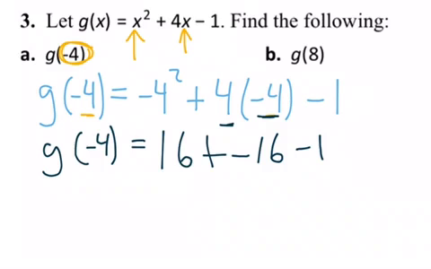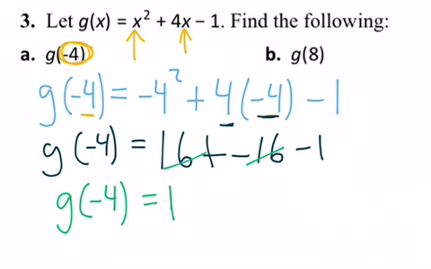So based off the order of operations, we will solve. So g of -4, 16 plus a -16, that is a 0, and drop down our -1. So g of -4 would be -1. But we also have b. So we need to solve g of 8 equals 8 squared plus 4x minus 1.